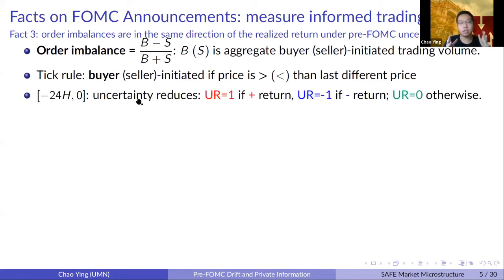Then I can classify the FOMC announcements into 3 different groups by the uncertainty reduction variable, UR. When there is uncertainty reduction in the 24-hour window before announcements and the cumulative return is positive, UR is 1. If the cumulative return is negative, UR is -1. And if there is no uncertainty reduction before the announcement, UR is 0.